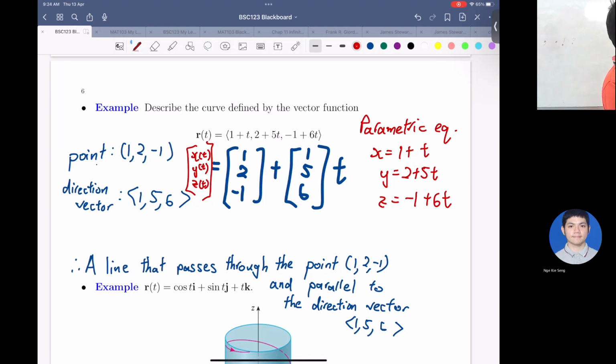So you should be able to recognize these two forms. Actually, they are equivalent forms. If I ask you to write parametric equations, you write parametric equations. If I ask you to write a vector function, you write a vector function. If the question gives you a vector function, you should know how to work out the x, y, z components. So you need to go back and forth with this.